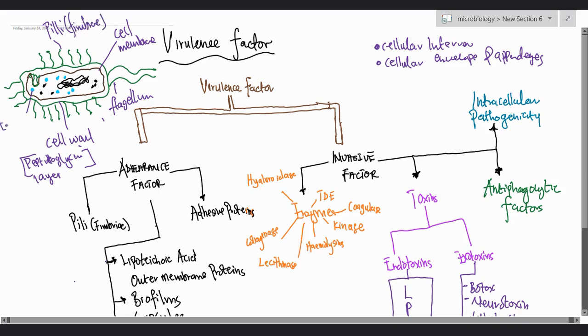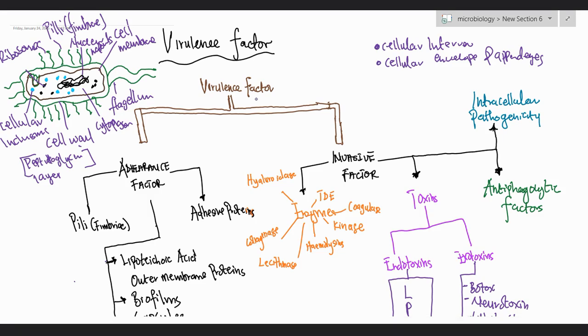Then we have the cellular inclusions, we have the ribosomes, we have the cytoplasm, then we have the nuclear materials too. Okay, so these are the components of the bacteria, both the cellular interior and the cellular envelope and appendages. Now in this video we are going to talk about the virulence factor.